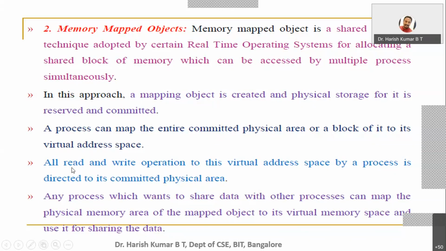Now, all read and write operations will not directly happen on this committed physical memory area. Instead, they happen on the mapped virtual address space. All read and write operations to this virtual address space by the process are directed to the committed physical area. The operation starts from the virtual address space, and from there it gets communicated to the committed physical area, that is the actual memory location.